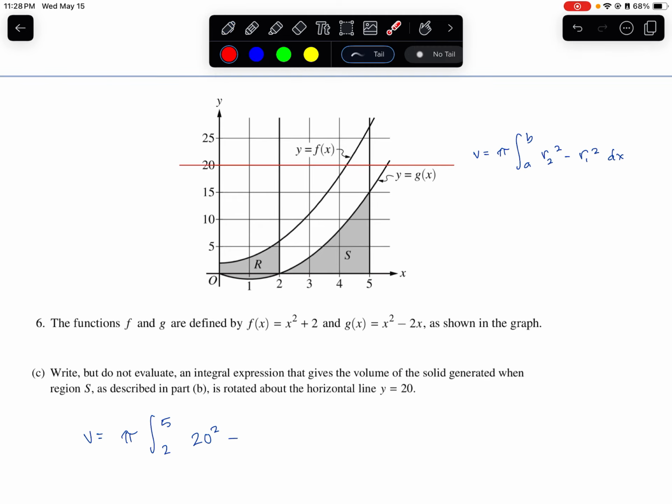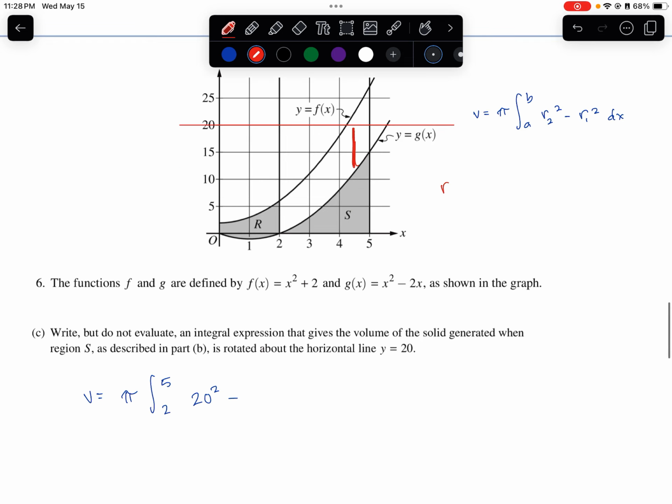Now we have to define what this inner radius is. This is what we're going to subtract away, the volume of this empty space. So how do I define what this distance is? Well, always measure from the axis of rotation. So it would be all of this distance, yeah? So 20, subtract away the distance here, which is g of x. If I subtract g of x from 20, that would give me the distance between the axis of rotation and the function.